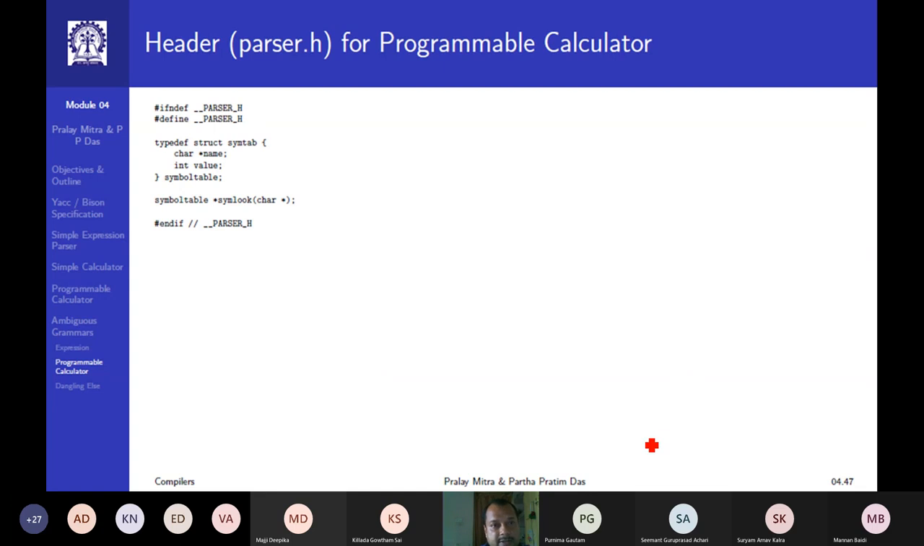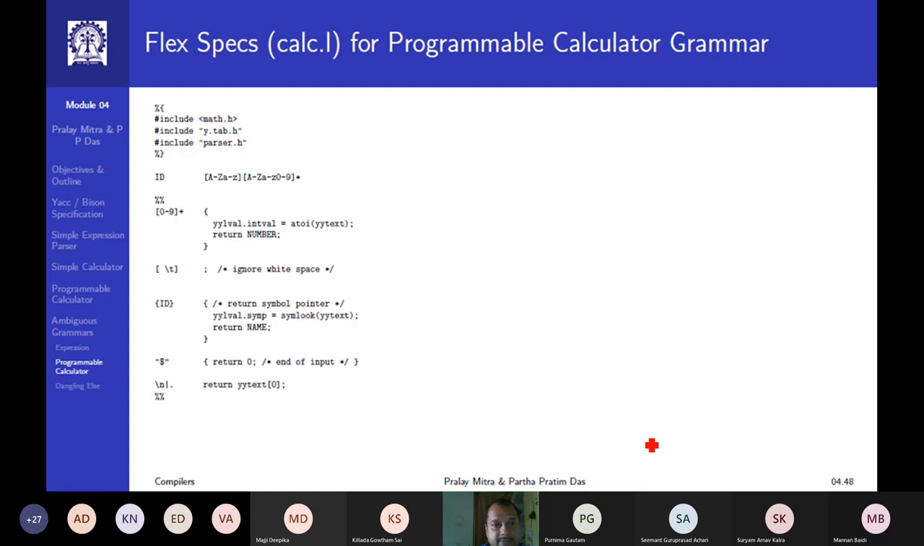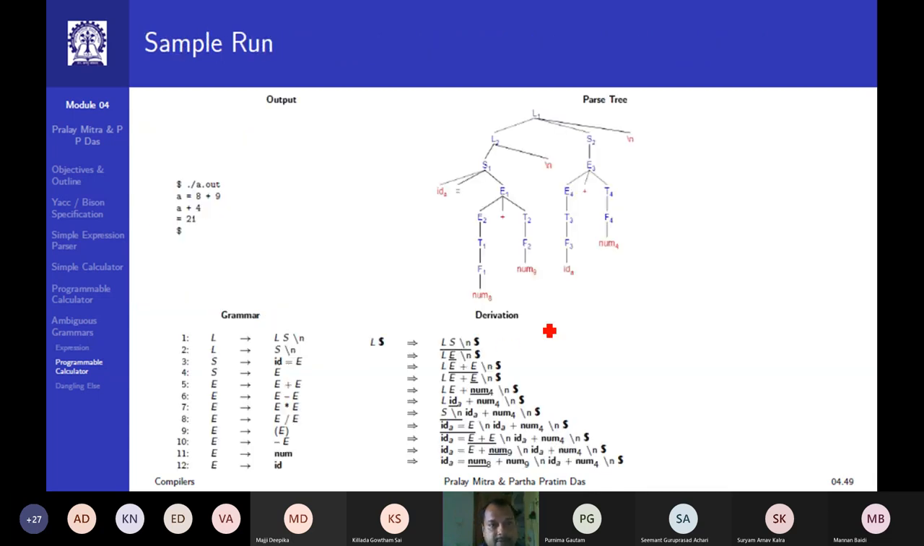So the structure definition of the symbol table will be same. This is the content of the parser.h. Again, the flex specification will be same. Since I am writing a pattern for ID here, the rule here is ID within curly braces. Otherwise, I can directly write this statement from here to here. Okay. Now let us go for the same sample run that we have done in the last class.